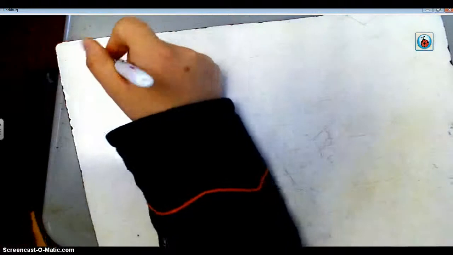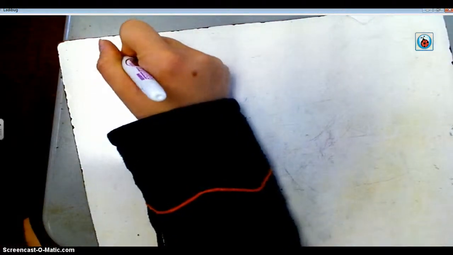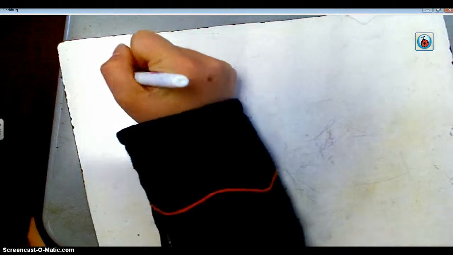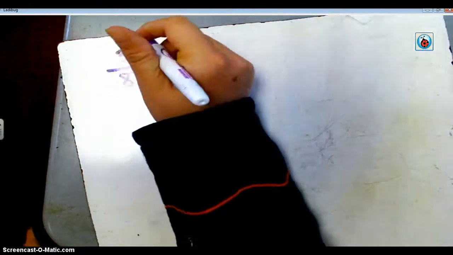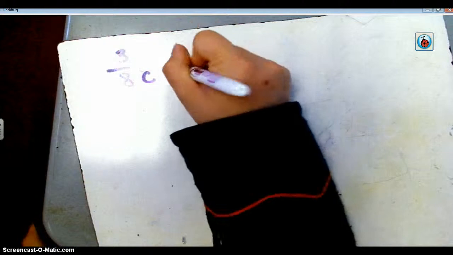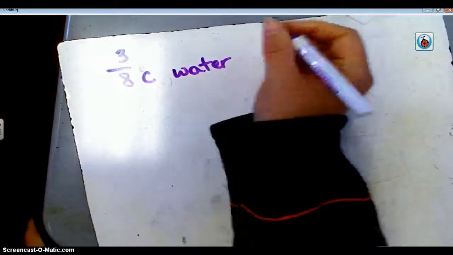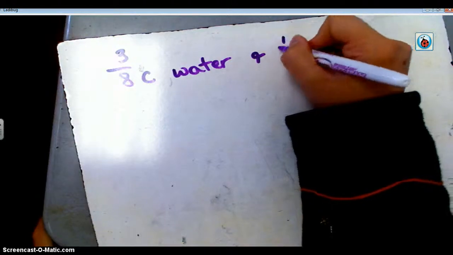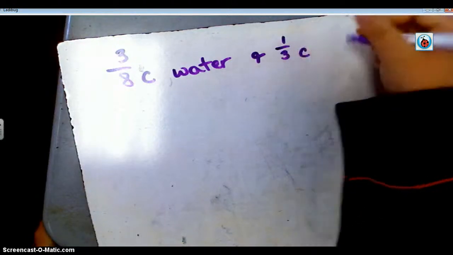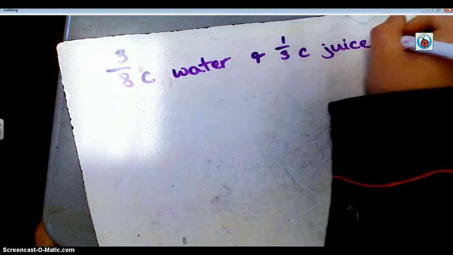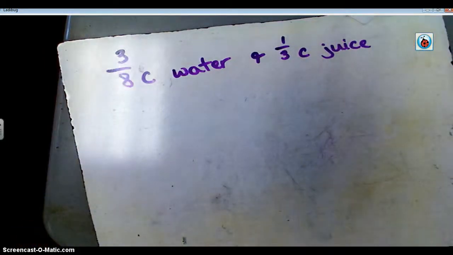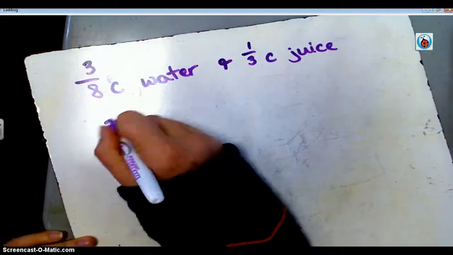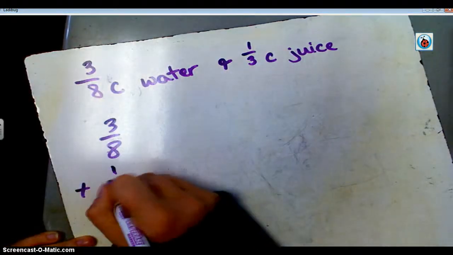What if I add 3/8 cup of water to a mixture, and I added 1/3 cup juice? How much juice in all would I have? Let's do it. 3/8 plus 1/3.